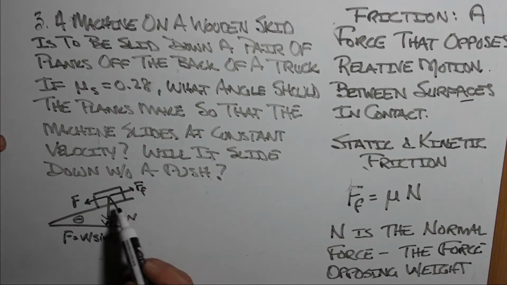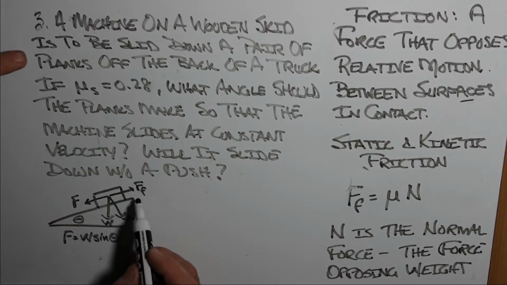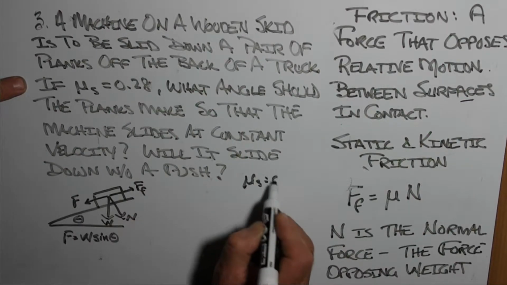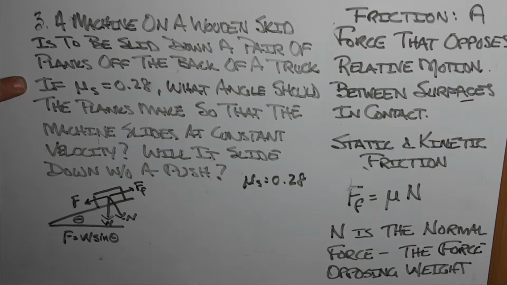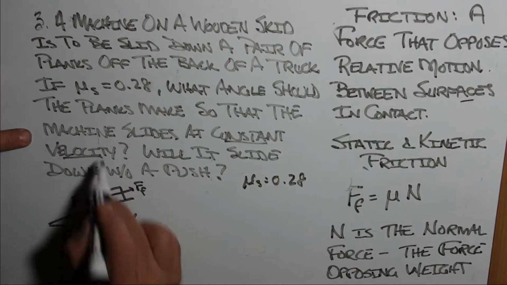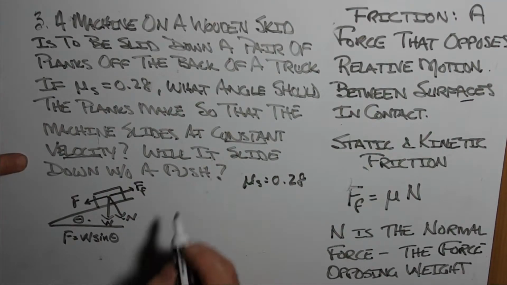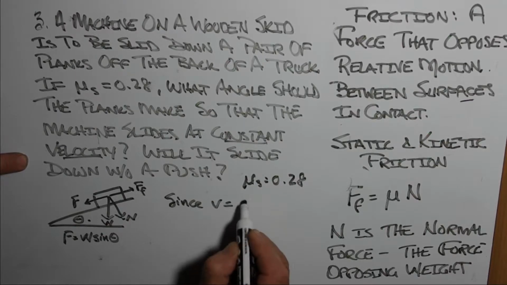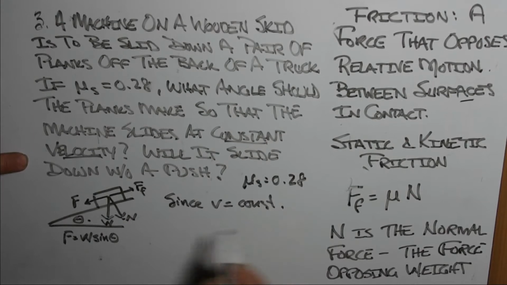Problem number 3: a machine on a wooden skid is to be slid down a pair of planks off the back of a truck. If the coefficient of static friction is 0.28, what angle should the plane make so the machine slides at a constant velocity? Will it slide down without a push? We have from the first set of problems a relationship between mu sub s and the angle. Since we're using constant velocity here, taking a look at the picture, F sub F, the frictional force, is going to equal the force down the plane, and that will allow us to use that relationship.